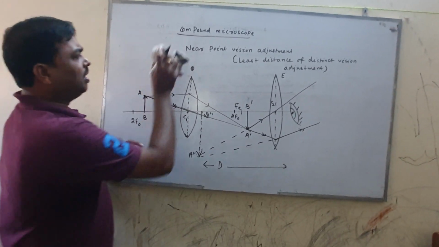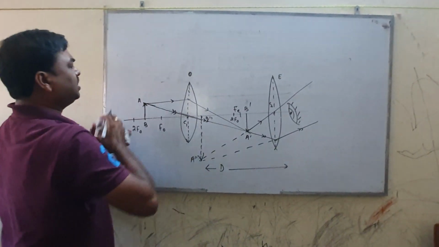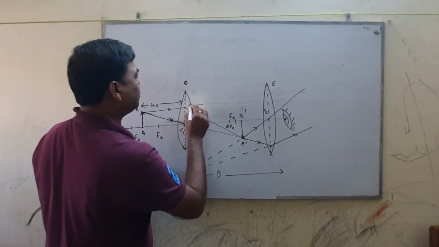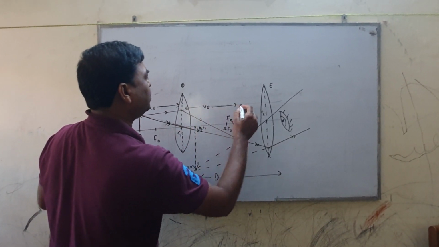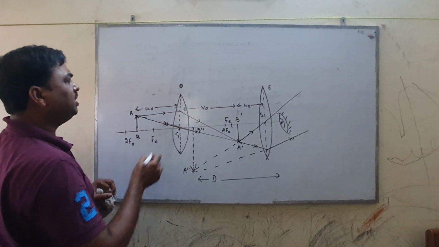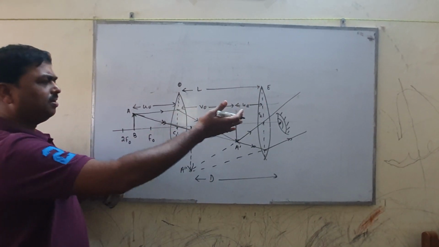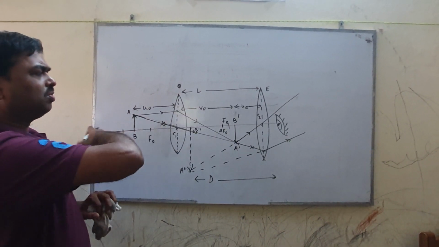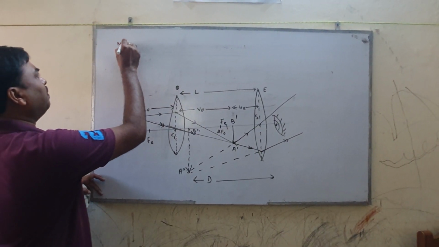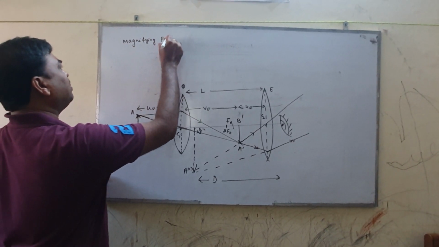Now we are going to calculate the magnifying power. See, this is Eo, this is Vo, this is Ue, and this is the length of the whole tube. Both lenses are coaxial, meaning both lenses lie on one principal axis. Now we are going to calculate magnifying power.